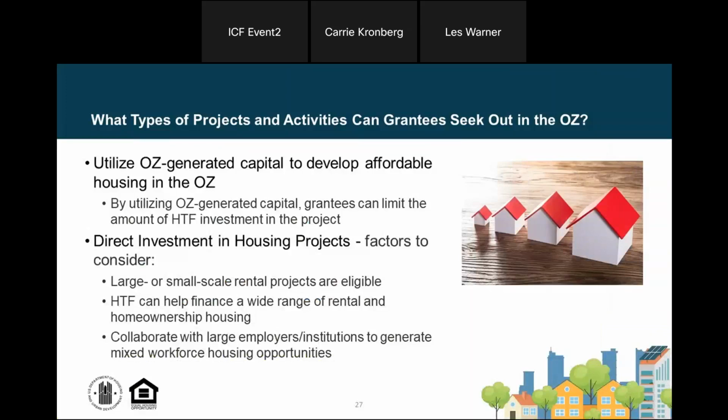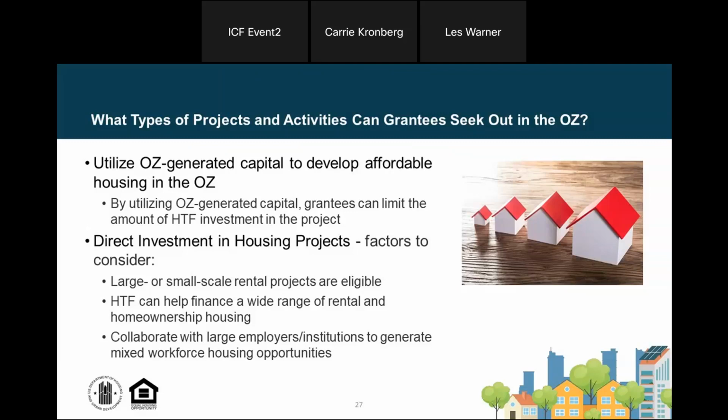Okay, so what types of projects and activities can grantees seek out in the opportunity zone? Generally there are two ways that grantees can take advantage of the investment opportunities presented by opportunity zone capital. Most directly, grantees could help secure opportunity zone generated capital in housing trust fund projects and housing that is developed in the opportunity zone. By including opportunity zone generated capital in that funding stack, grantees can limit the amount of HTF investment in the project. So this is a benefit, right? It stretches those HTF dollars further.